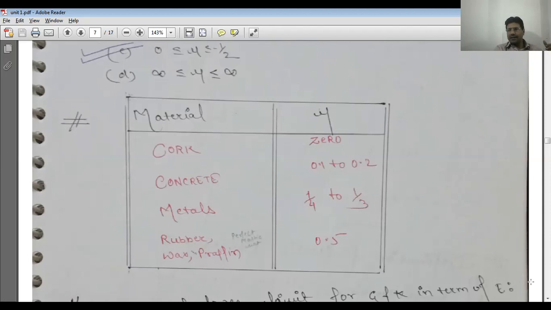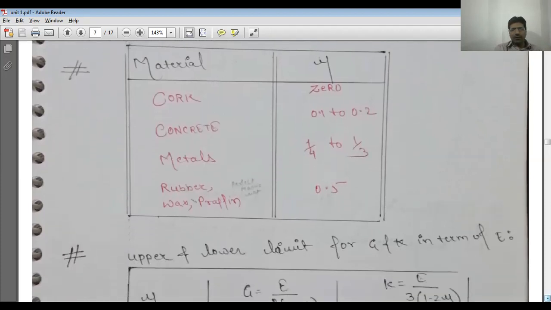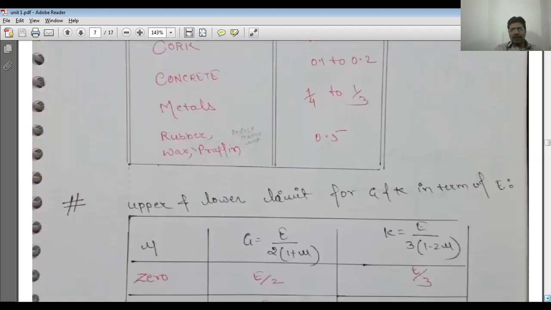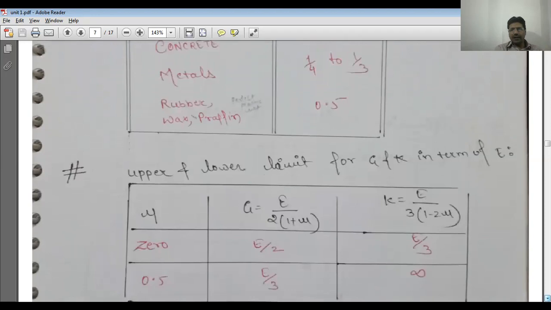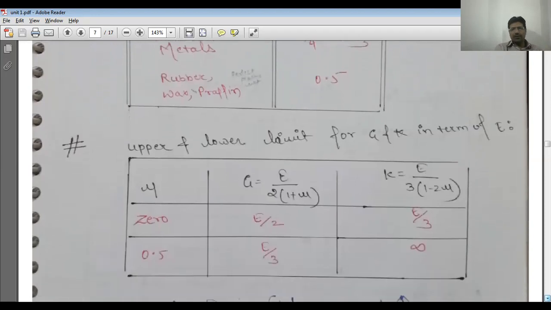These will be given in the examination. If a question is given, these values will be given and you have to take the values from there. Now come to the upper and lower limit of G and K in terms of E. Poisson's ratio, we have defined, is 0 to 0.5. It will be maximum in case of rubber, wax and paraffin, 0.5, and in case of cork it will be 0.